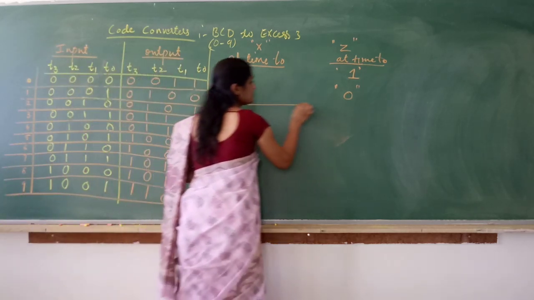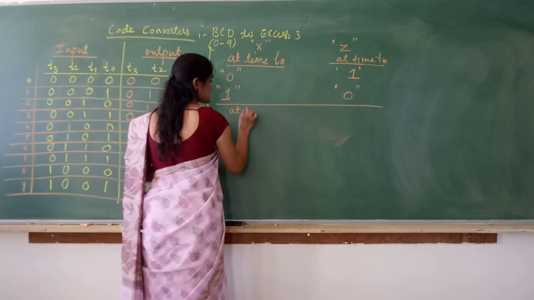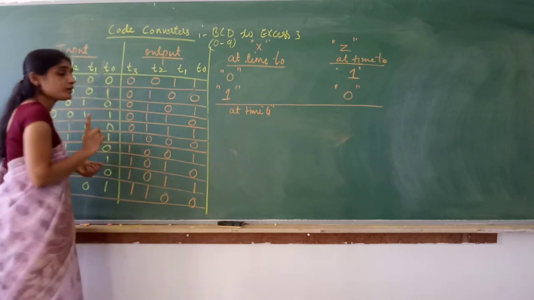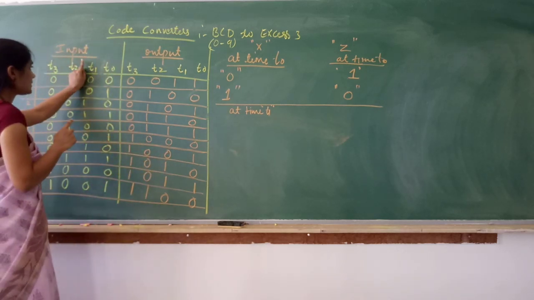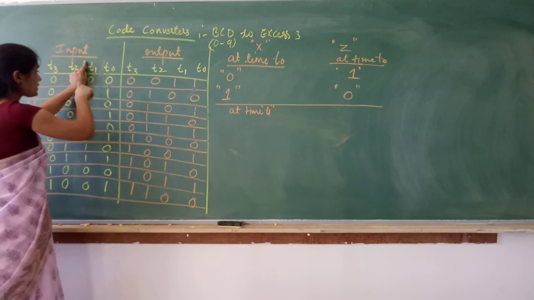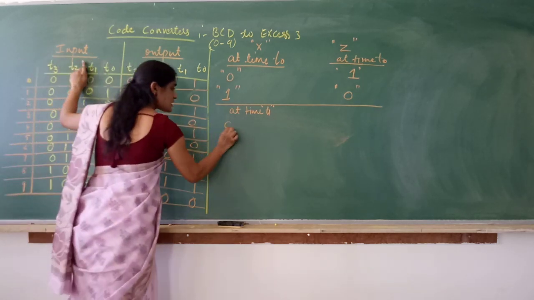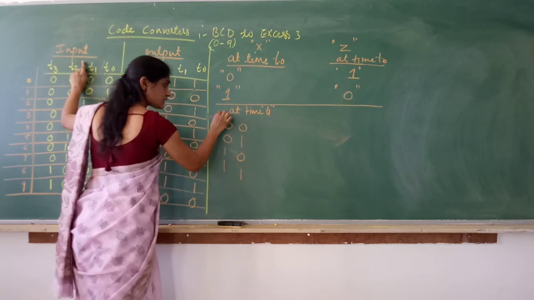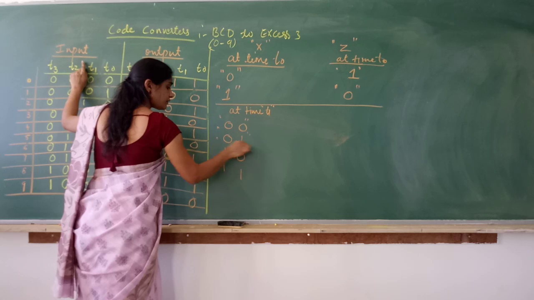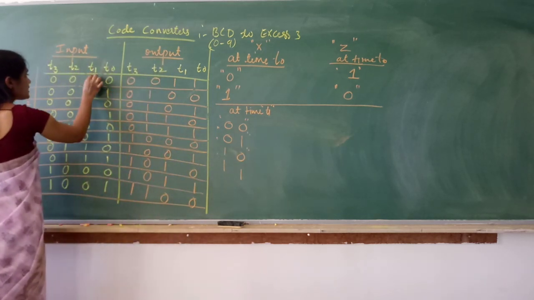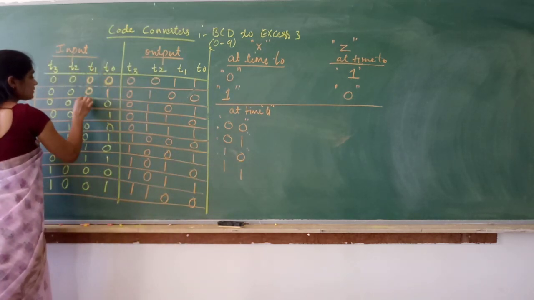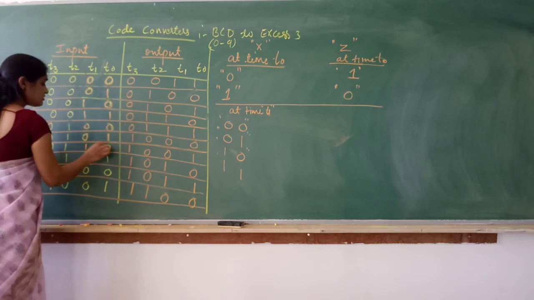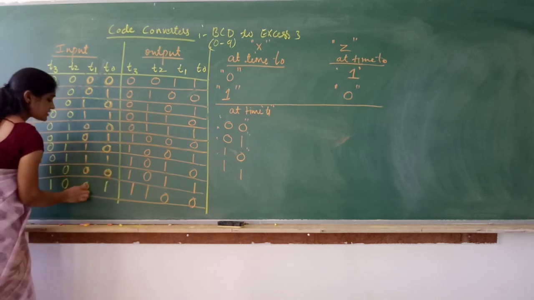At time t1, how many bits do I get? 2 bits. At time t1, I have received 2 bits. That means either I should get 0,0 or 0,1 or 1,0 or 1,1. These are the 4 possibilities I have.